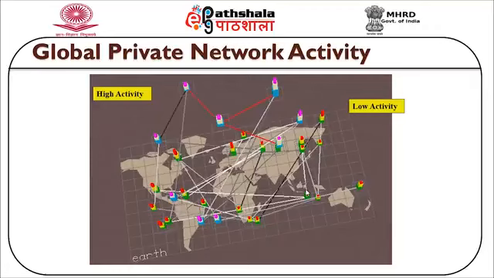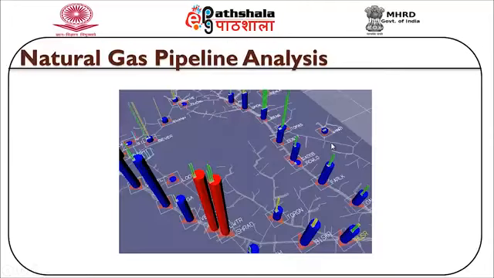The global private network activity is being shown here, wherein high activity and low activity are represented using various color coded lines. Here is a natural gas pipeline analysis. The amount of natural gas pipelines and things like that are represented in the form of three-dimensional bar charts, and those are visualized using a geographical information system.